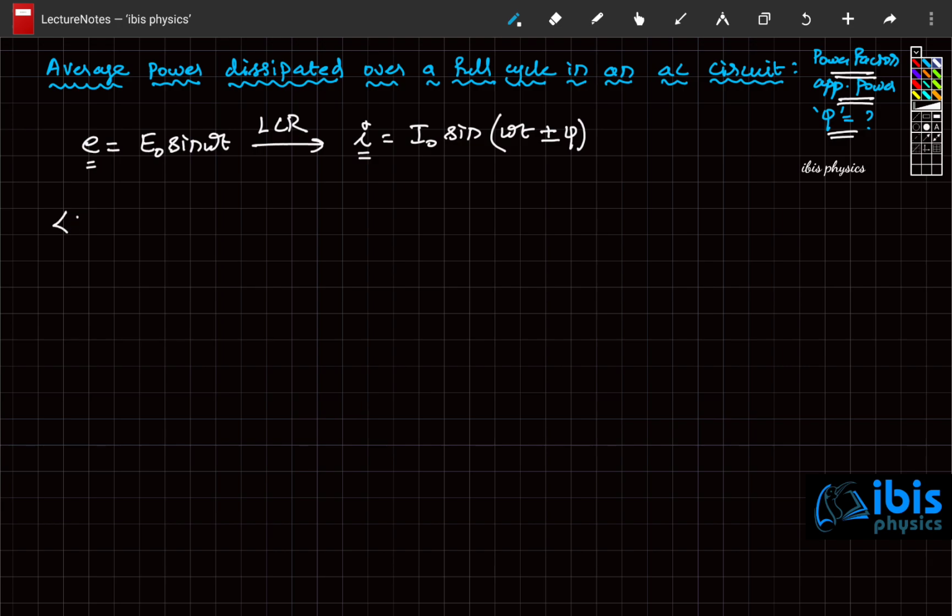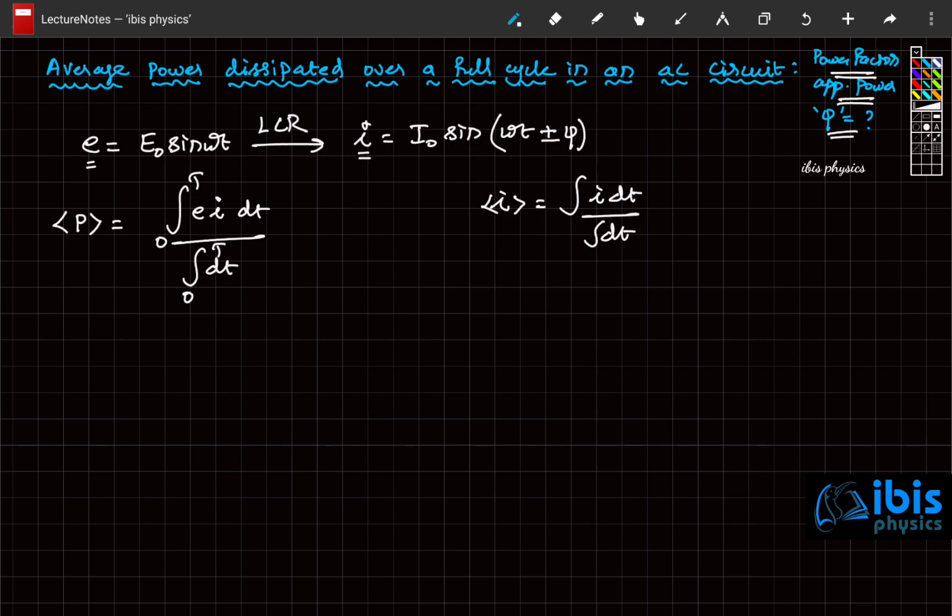And if you want to find the average of the power, you'll be doing integral EI, which is power, into dt divided by integral dt over one full cycle, meaning 0 to t. This is very similar to the average of the current, which is integral of current into dt by integral dt. So the average of the power is power into dt. Instantaneous power is equal to instantaneous EMF into instantaneous current, because we know that power is equal to VI. So instantaneous power is E into I into dt.